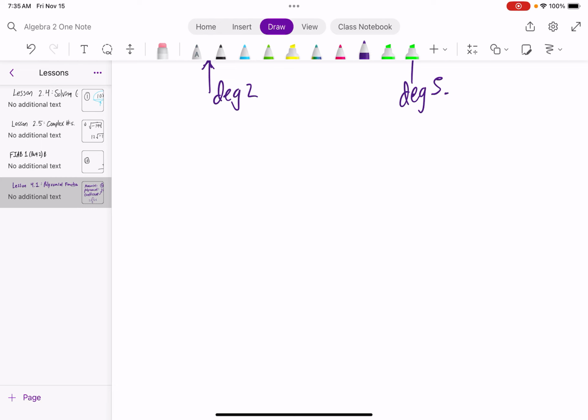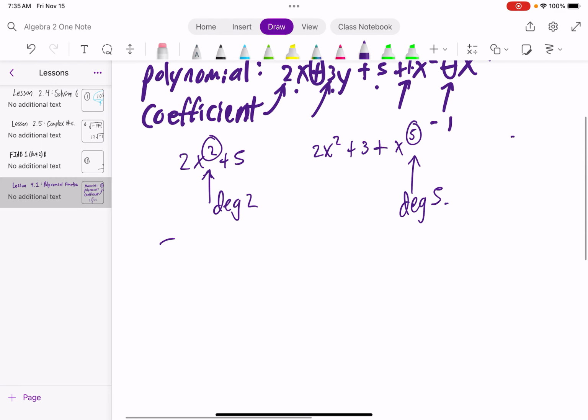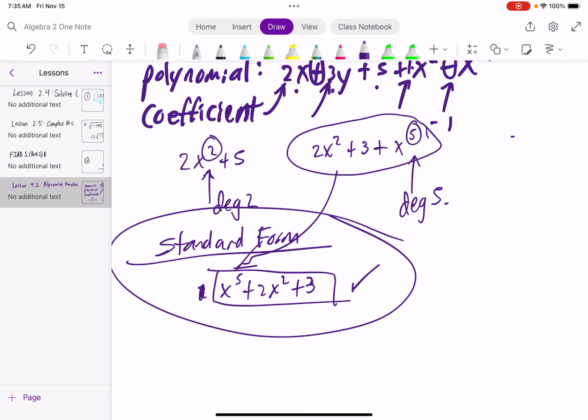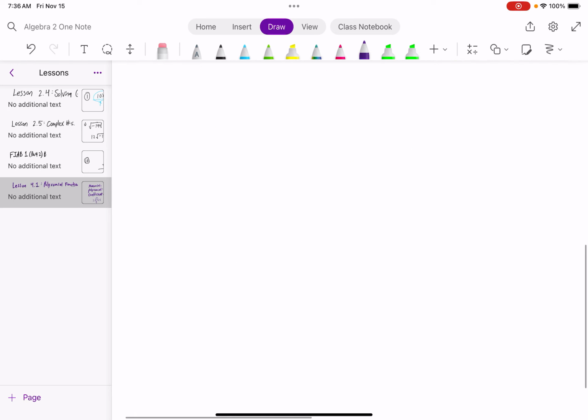Standard form is important. So standard form is what you will use in Canvas to input your solution. So if you have something like this, please instead write it in standard form like x to the 5th plus 2x squared plus 3. That's how you input it into Canvas to get the right solution. Very important in standard form.